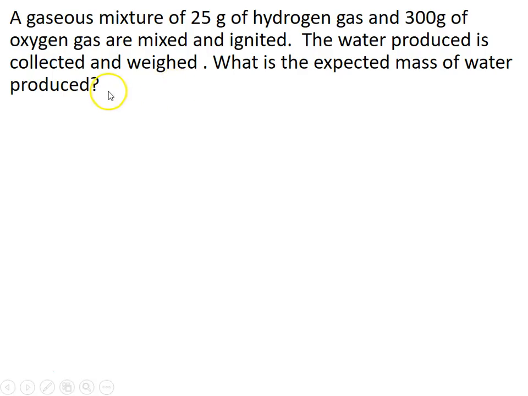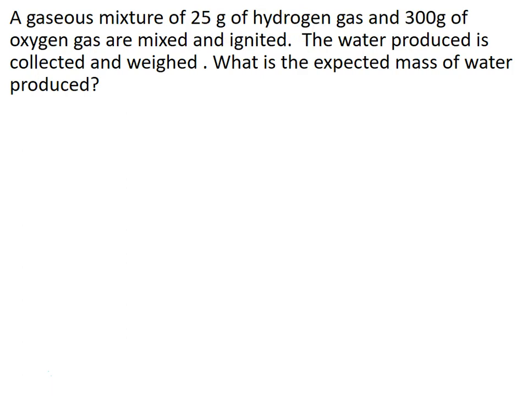All right, so an example with hydrogen. If you've got hydrogen and oxygen and they're mixed together and they burn, it's a combustion reaction. If you've got a certain mass of hydrogen and a certain mass of oxygen, how much water can you make? So you need to work out which one of these is limiting. At the moment when you look at mass, 25 grams is less than 300, so you would imagine that the hydrogen is the limiting.